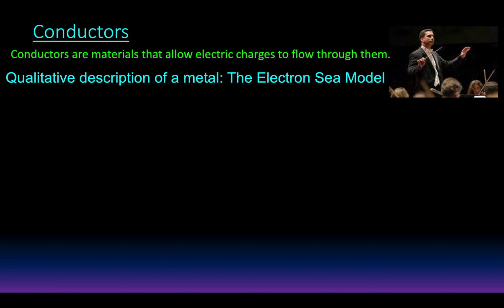And we could imagine if we were to take a microscope, zoom in on a piece of metal and look at its atomic properties, we would see something that is often referred to as the electron sea model.